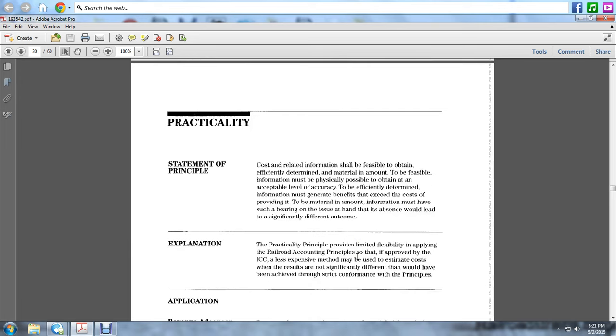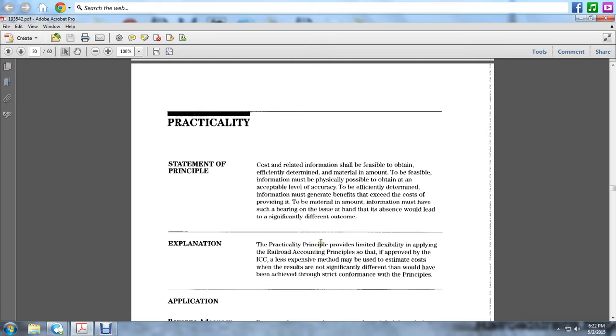Practicality. Statement of principle. Cost-related information shall be feasible to obtain, efficient, and material in amount. To be feasible, information may be physically made possible to obtain at an acceptable level of accuracy. To be efficient, the information must generate benefits that exceed the cost of providing it. To be material, the information must have such bearing on the issue at hand that its absence would lead to a significantly different conclusion. Explanation.